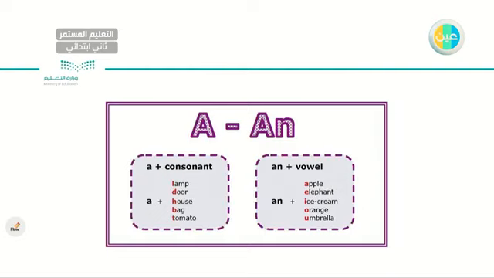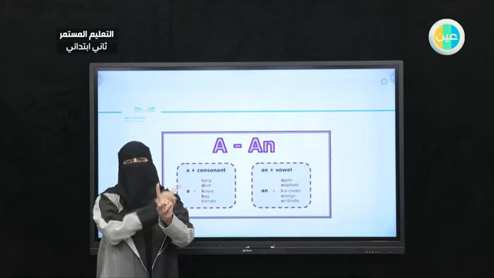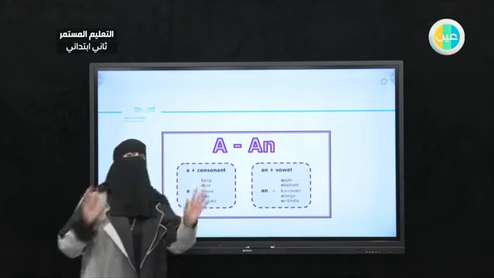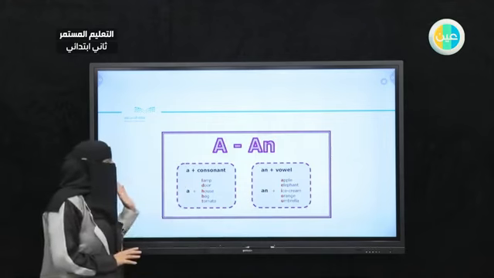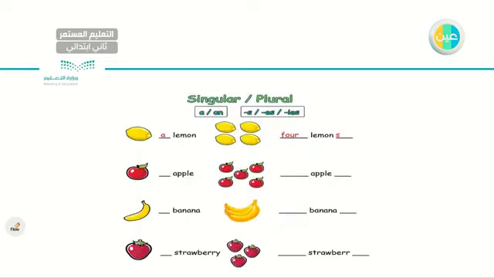Also, we talked about the articles a and an. When do I use them? Remember, I only use them with singular, just one, a noun that I can count, because sometimes I cannot count that thing, so there is no need for the article. I use a in front of consonants, and I use an before the vowel letters. So let's try to do this exercise together.